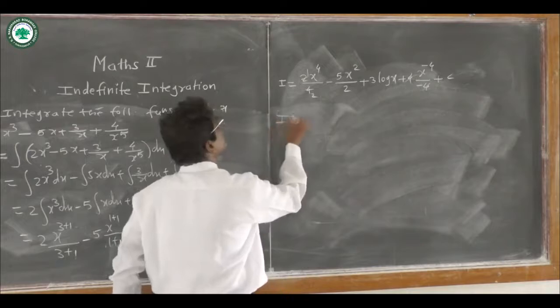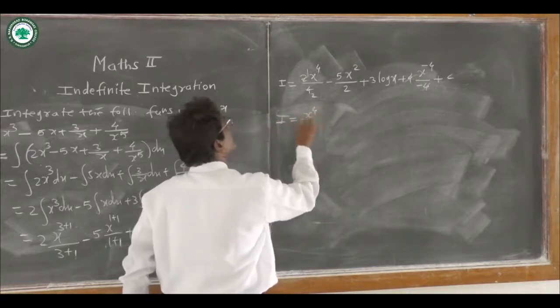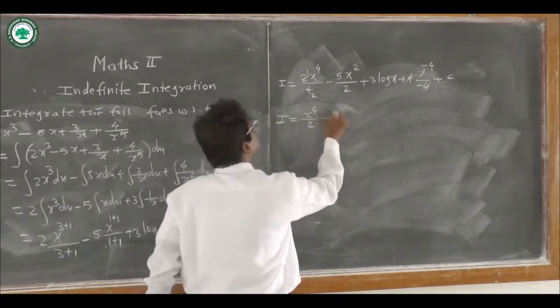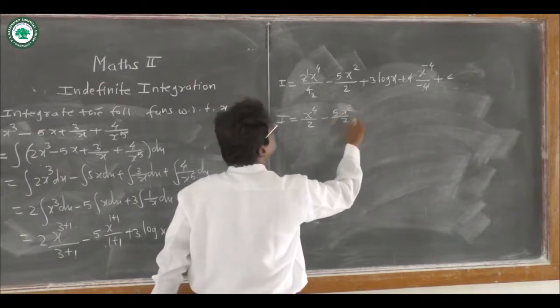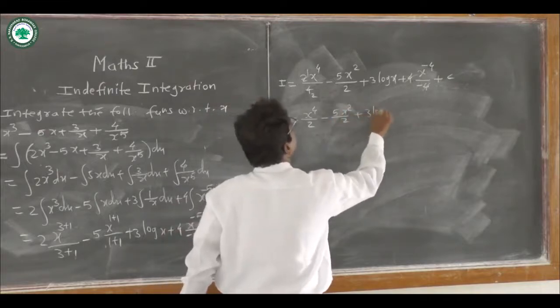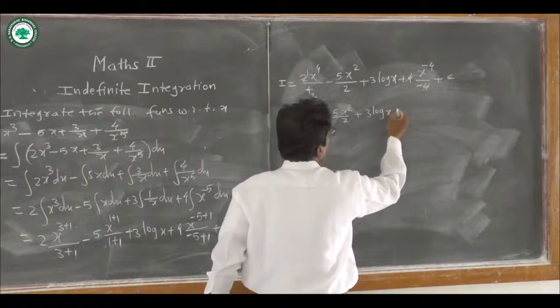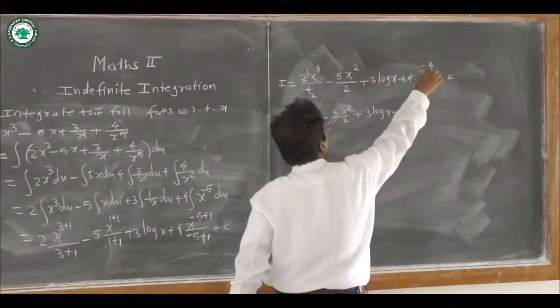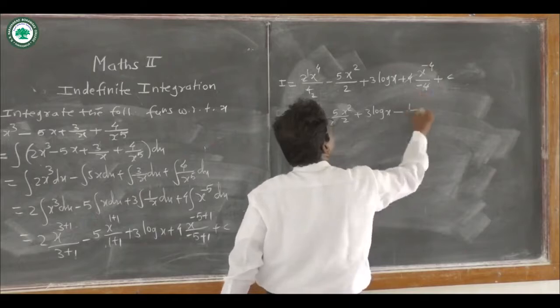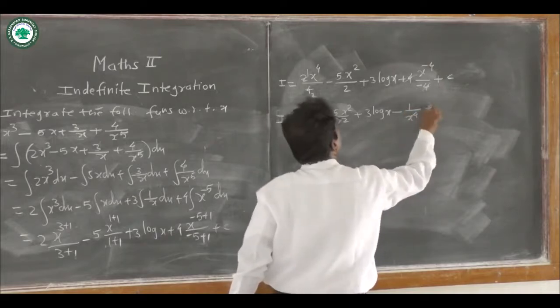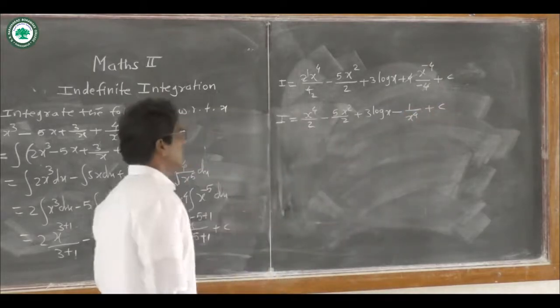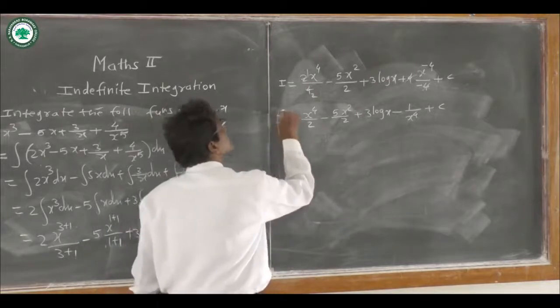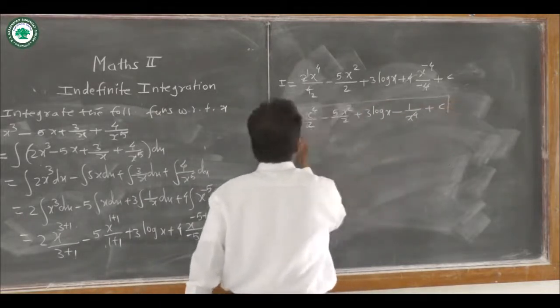Therefore I is equal to x to the power 4 upon 2 minus 5x square upon 2 plus 3 log x. Here plus minus become minus. Here x to the power minus 4, we write 1 upon x to the power 4, plus constant of integration, and this is the final solution.